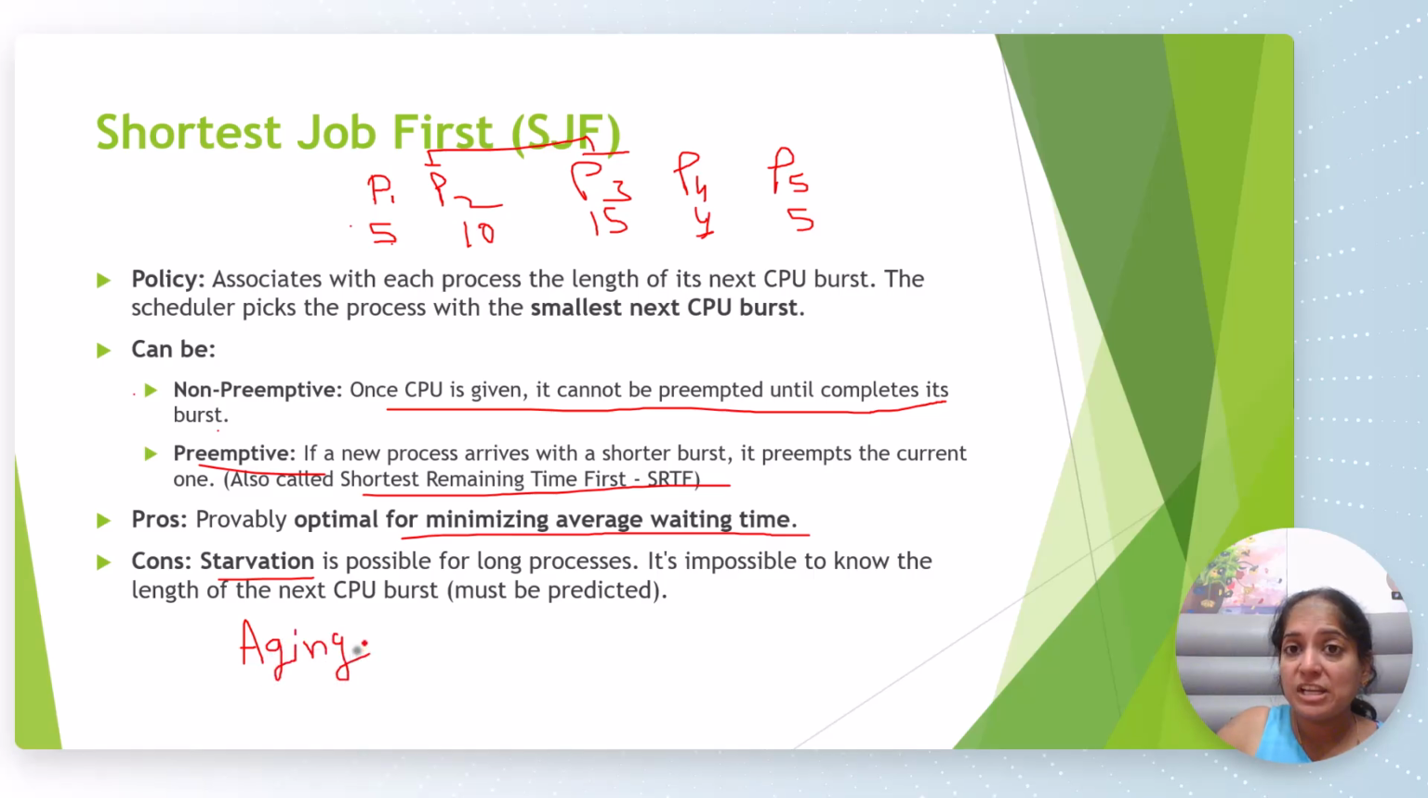The concept of aging is that if a process is waiting for a long time in the queue, then you increase its priority. Basically, you move it further up in the queue for execution. It is impossible to know the length of the next CPU burst cycle, so you just need to predict it here, so it becomes a little bit tricky.